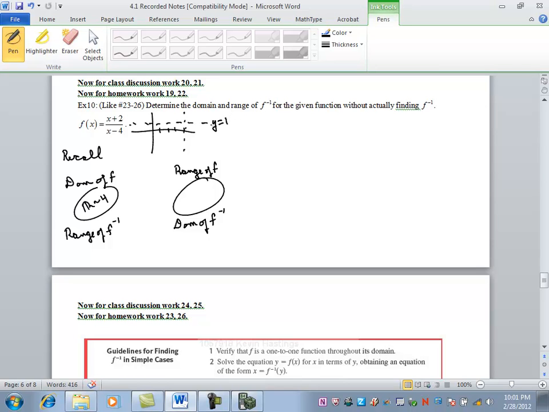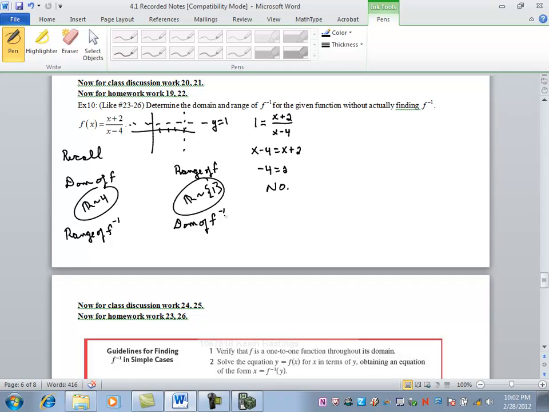And now, are we ever going to cross that horizontal asymptote? Because we know all the other values are going to get hit. It's just, are we going to cross that horizontal asymptote? So we're going to set the equation of the horizontal asymptote equal to the equation of the function here. So x minus 4 equals x plus 2. Does negative 4 equal 2? No, it does not. And so we know our range of f is going to be all reals except 1.